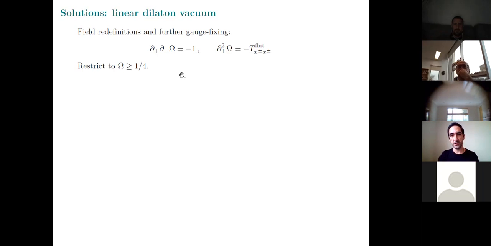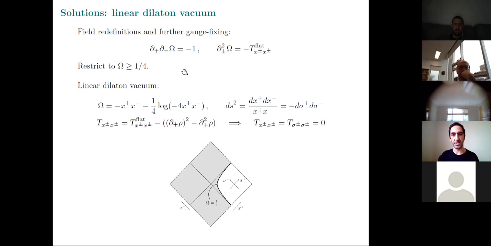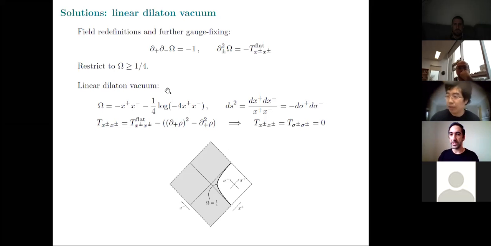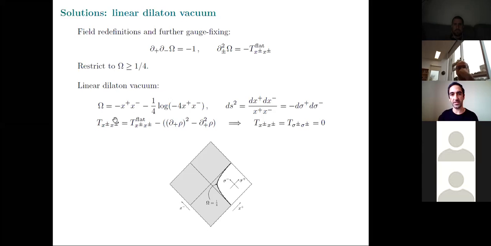Okay. So let's look at some solutions of this model. So one simple solution you can write down is called the linear dilaton vacuum. There it is. It looks like this. This, of course, does not look linear. It's called the linear dilaton vacuum because if you'd written the solution in terms of the original dilaton, lowercase phi, it would have been linear. But in any event, in terms of this field omega, it looks like this. If you write it in terms of the metric variables, the metric looks something like this. It's just flat, okay? And the stress tensor is given in this way.